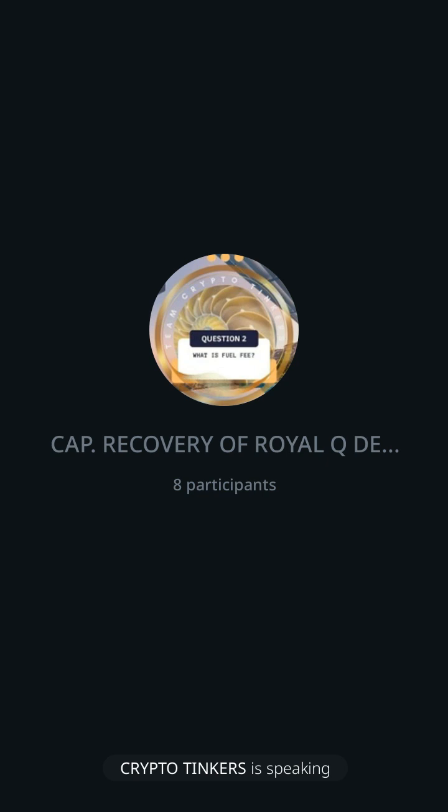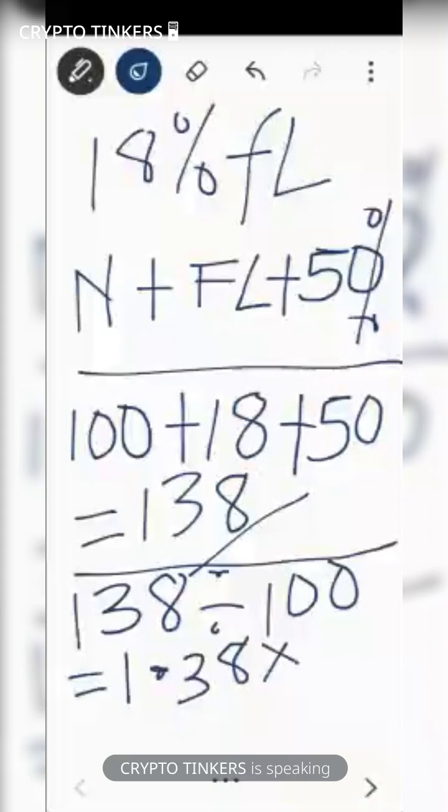Now when you get this 1.38, you multiply it by the current market price of NEAR. So we're going to multiply this by the current market price. Let's say the current market price of NEAR is 7.15. NEAR is a cryptocurrency that you're going to use to convert your assets that you already converted to USDT.